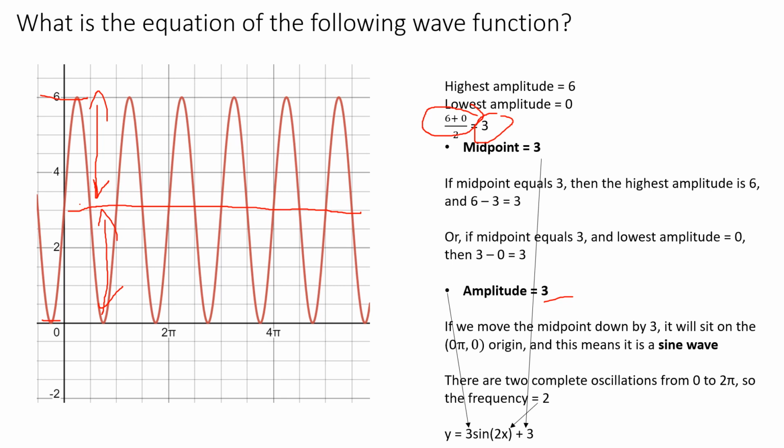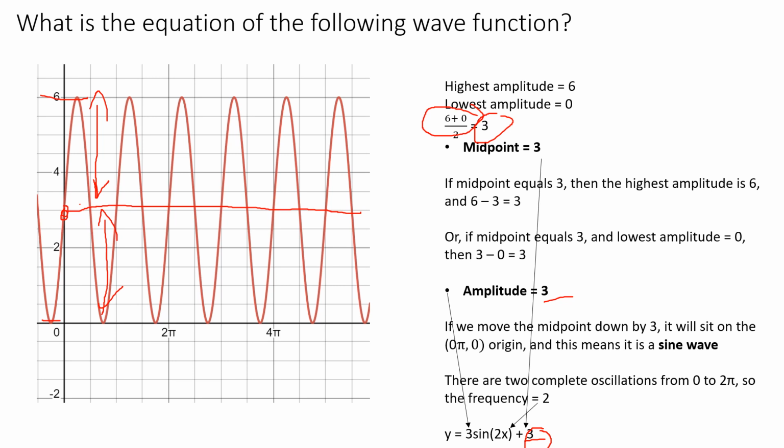Now, as a sine wave, it normally starts at 0, if you remember. But this went up by 3. If I move it down by 3, it'd be back at the original 0. So we now know it's plus 3. We know the midpoint is at 3, so that sits right there.